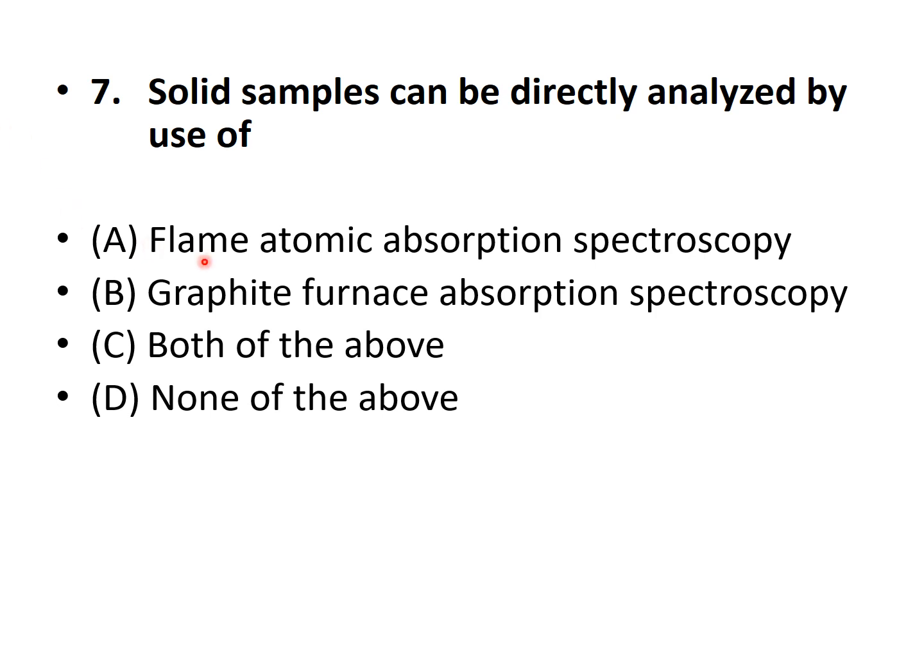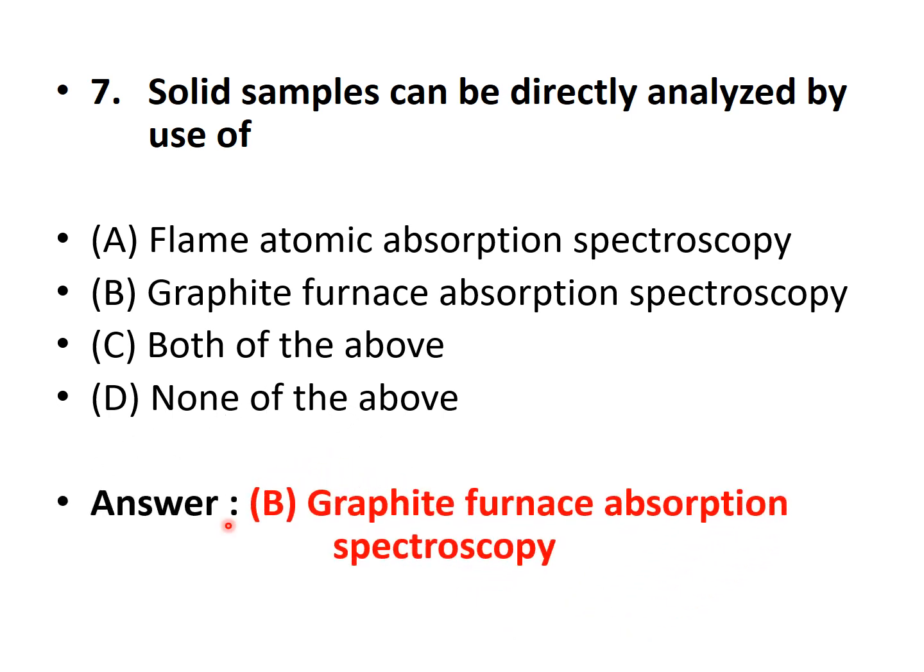A is flame atomic absorption spectroscopy, B is graphite furnace absorption spectroscopy, C is both of the above, and D is none of these options. Let me tell you that in flame atomic absorption spectroscopy, we usually introduce the sample in the form of solution. So if we talk about the solid sample, option B, graphite furnace, seems more appropriate. So let's see the answer. It's option B, that is graphite furnace absorption spectroscopy.